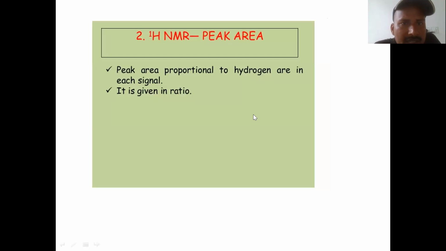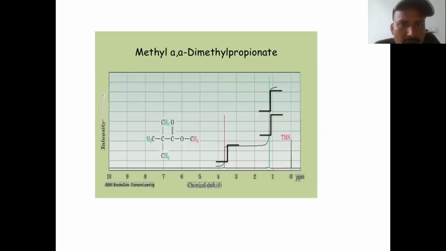Next, we'll talk about the peak area. Peak area is proportional to the number of hydrogen atoms in each signal, and it is given as a ratio. You can see this compound. These are chemically equivalent protons, so the 9 protons will appear at around 1.2 or 1.3.